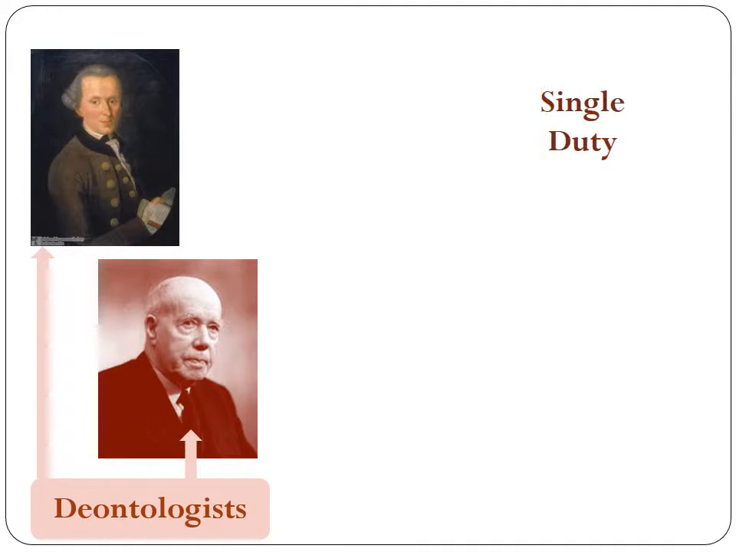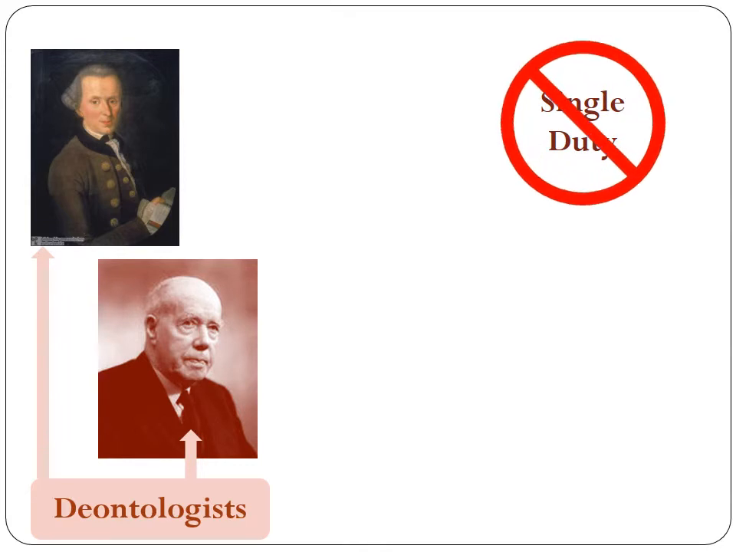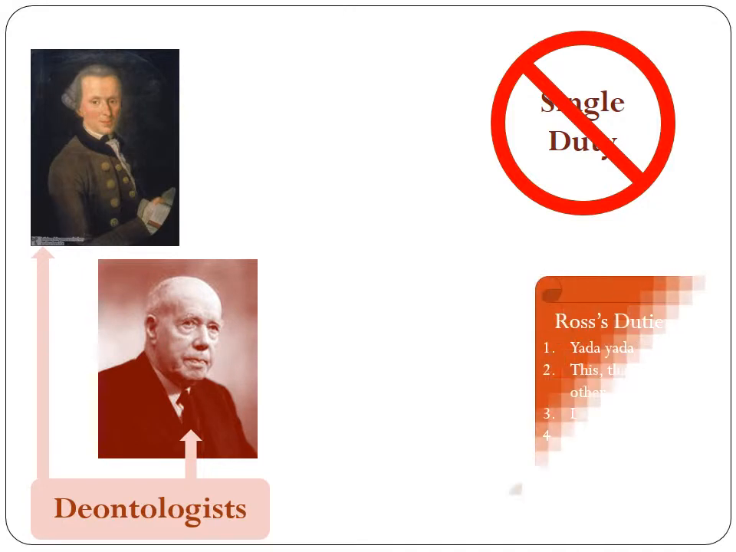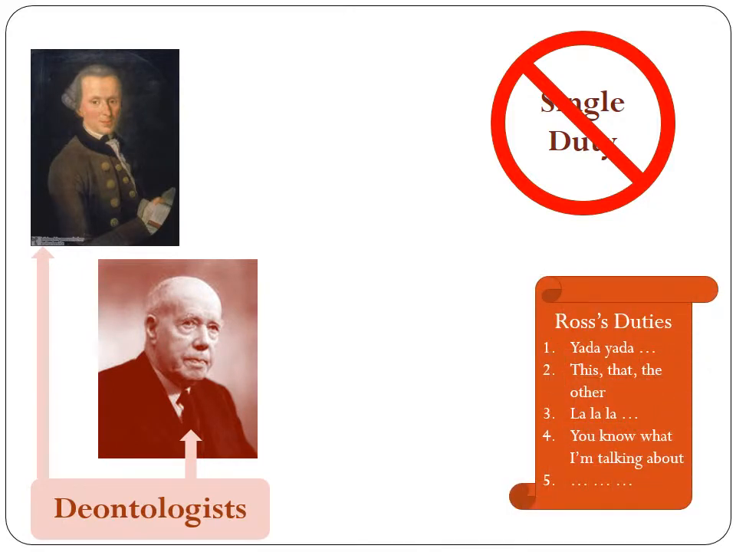First, Kant believed that all morality boils down to a single duty, what he called the categorical imperative. The most famous version of this imperative, Kant gave several, is, quote, act only from those maxims, that is, rules, that you could rationally will should become a universal law. In other words, if it's not okay for everybody to do it, it's not okay for you to do it. Ross does not think that all morality can be boiled down to a single duty. Instead, he gives us a list of several moral duties and leaves the door open for others to be added.